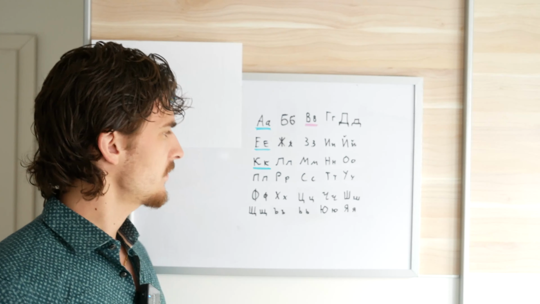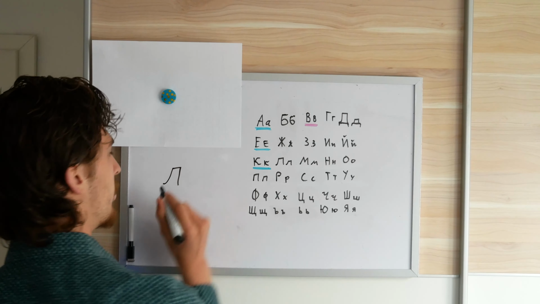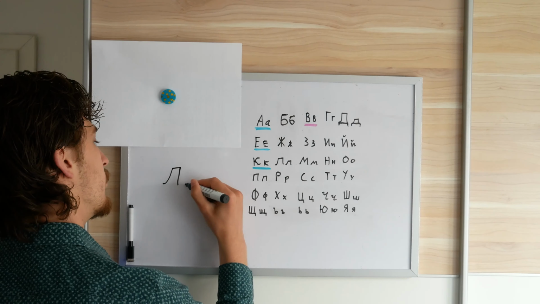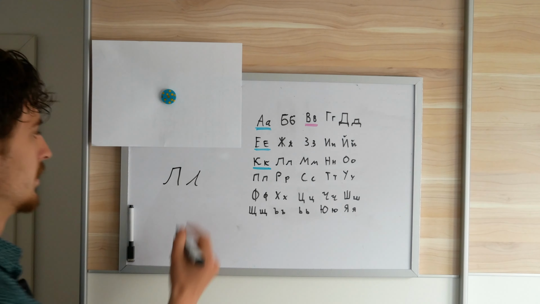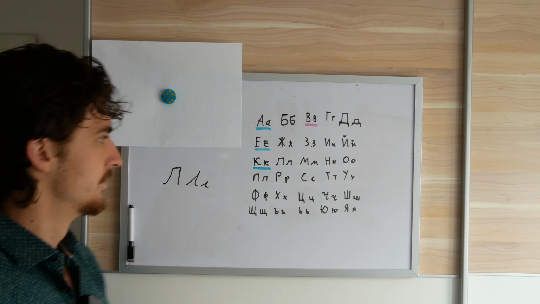L can also be written in a different way. I'm going to show you. You can either write it with the sharp edge at the top, like this, or you can write it more smoothly, like this. This would be the small one, and this is the large one. But this is L.